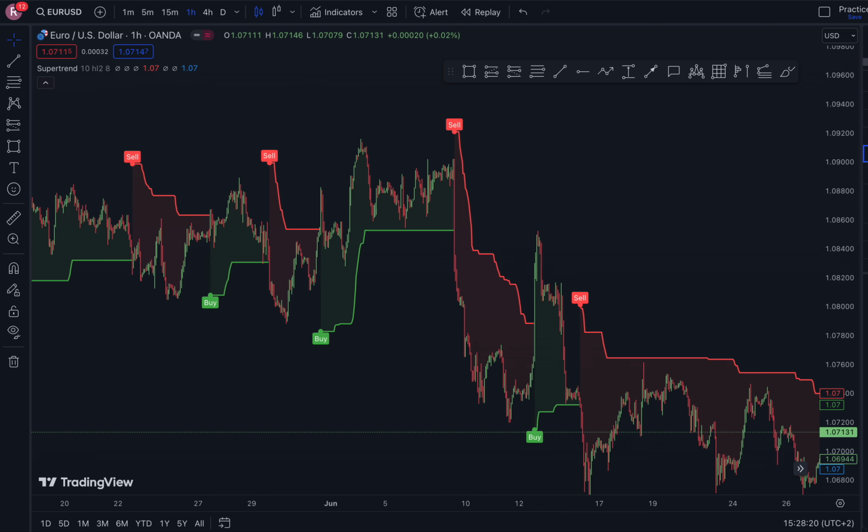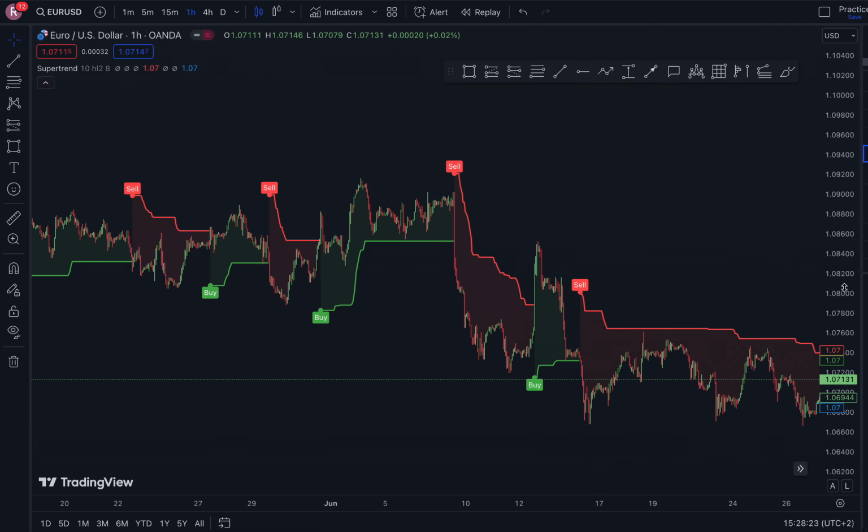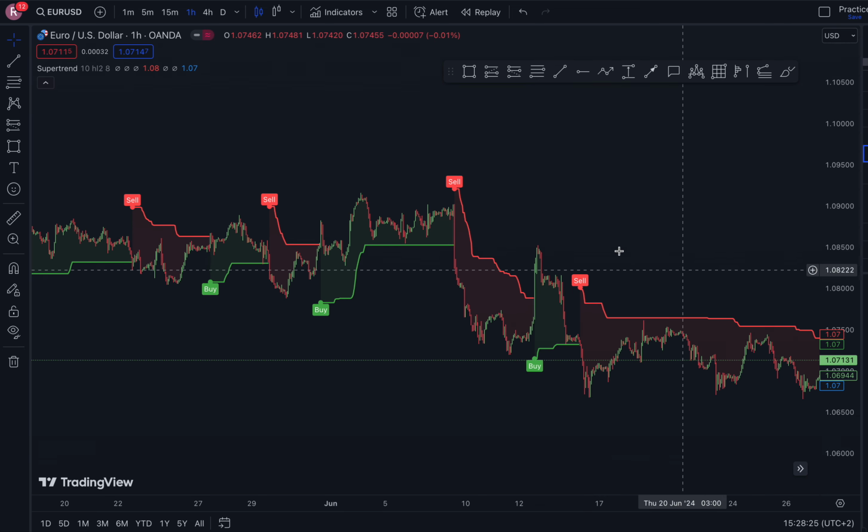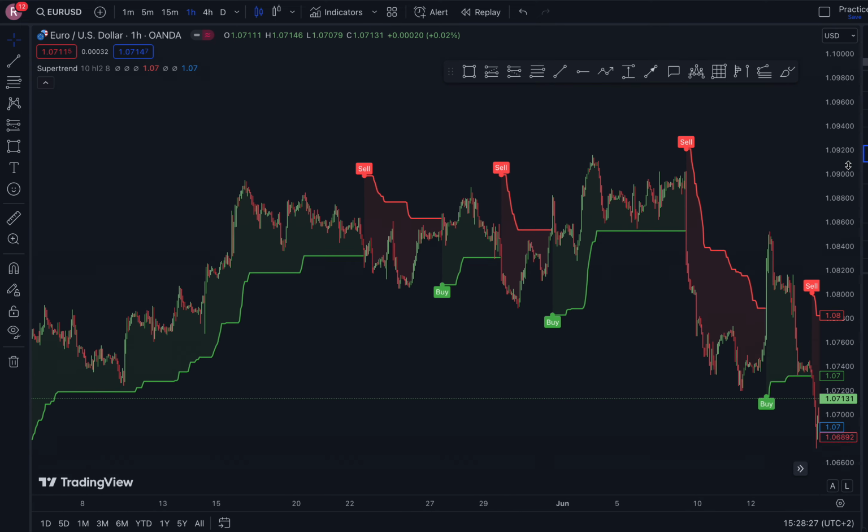Hello trade boosters. This is a super trend strategy that I believe will work for you guys. You simply have to follow the rules.